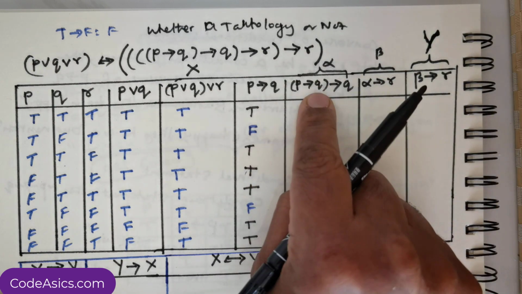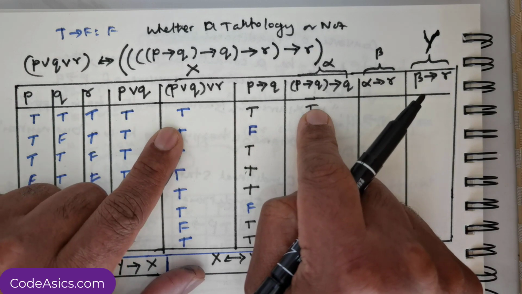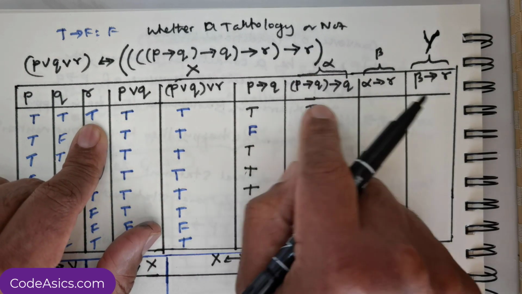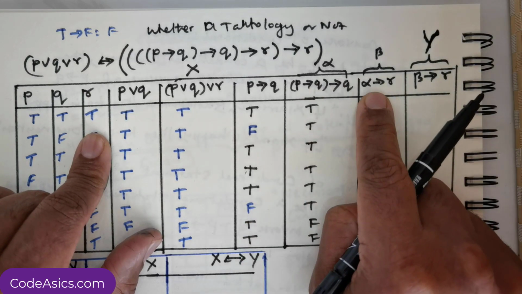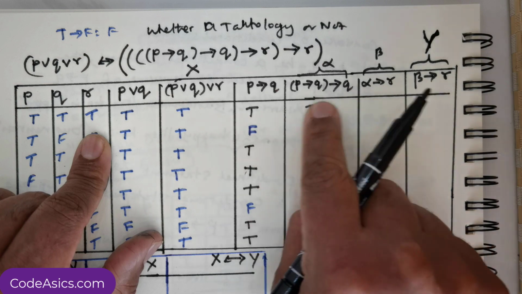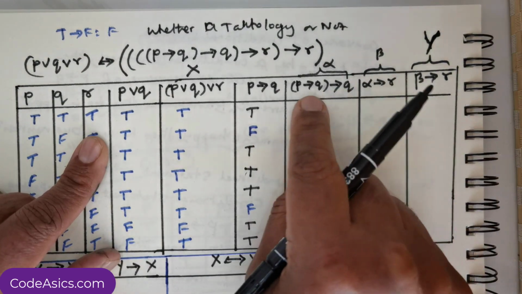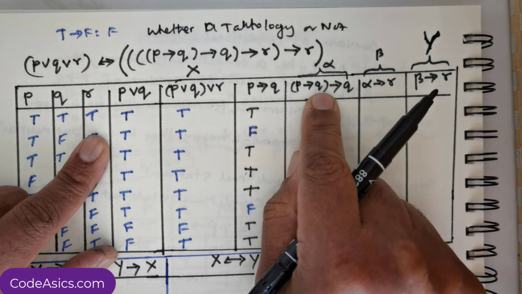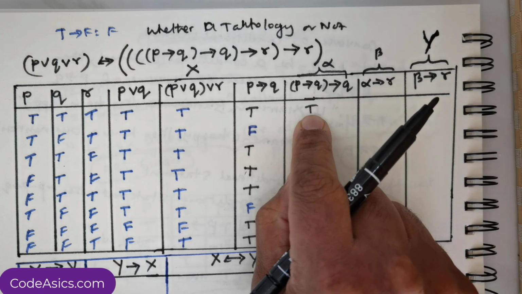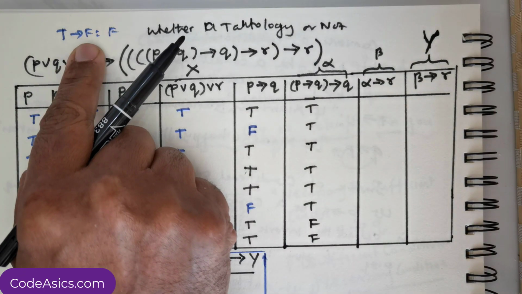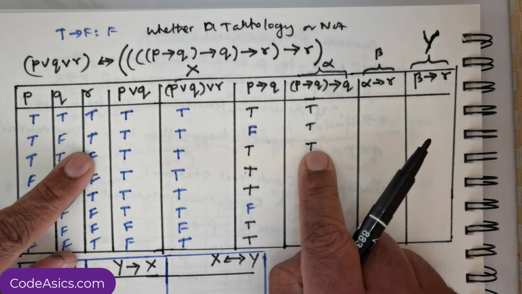Now this entire thing is taken as alpha, and this has to have a conditional connectivity with R, right? So I'm taking this as alpha. So we need to have alpha conditional R. So again use this hint. T going to F is F. So look for T going to F.